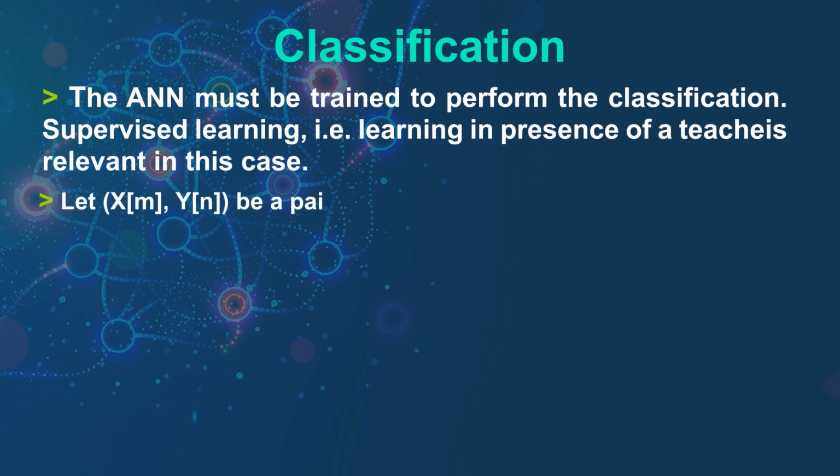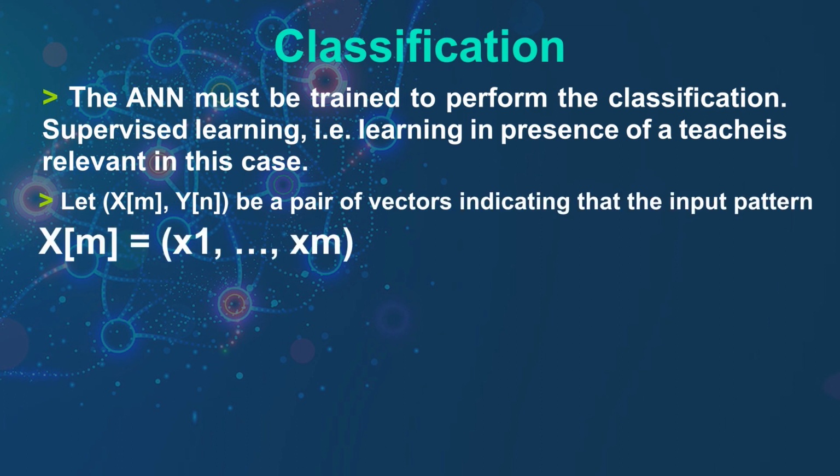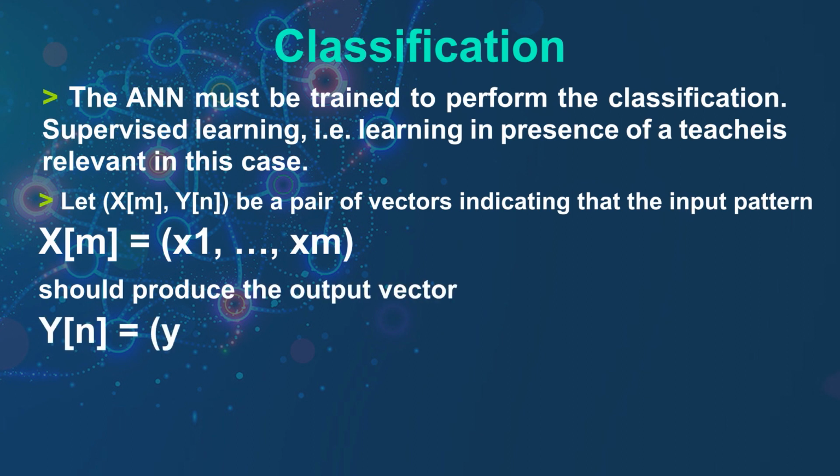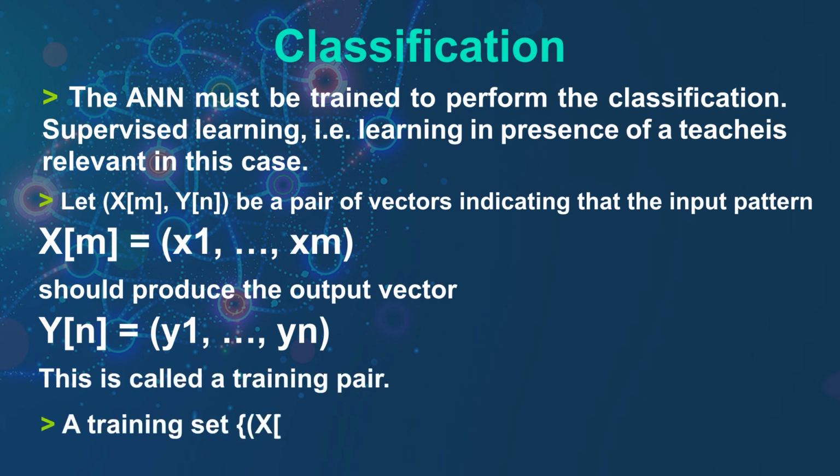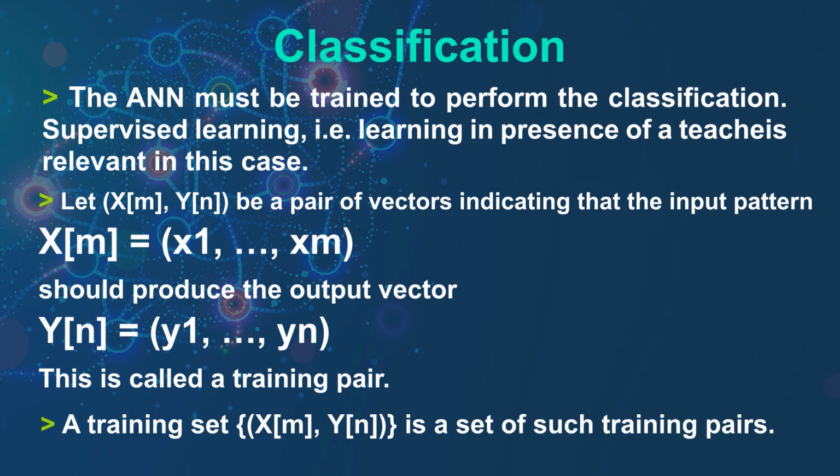Let (xm, yn) be a pair of vectors indicating the input pattern xm equal to x1, x2 up to xm should produce the output vector yn equal to y1, y2 up to yn. This is called a training pair. A training set is a set of such training pairs.